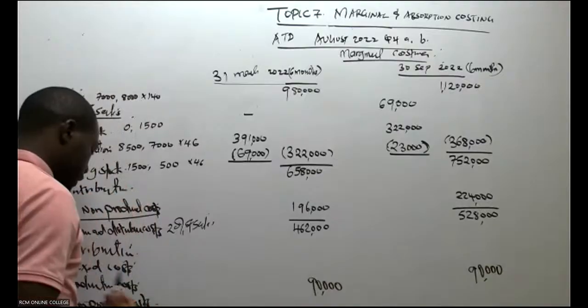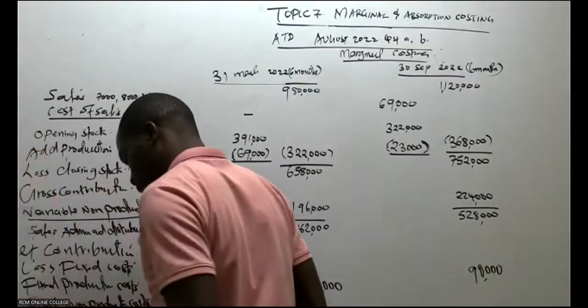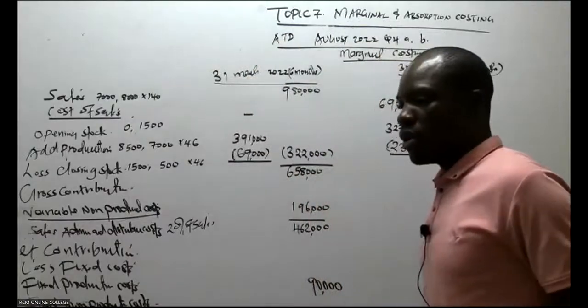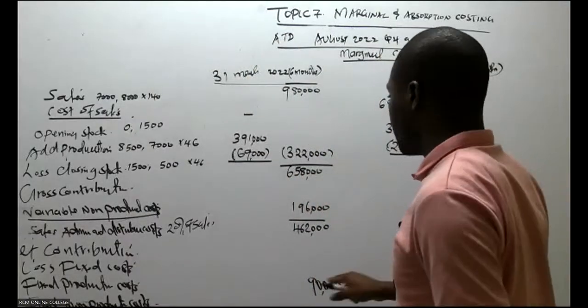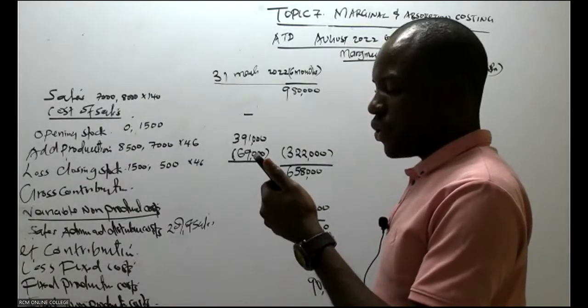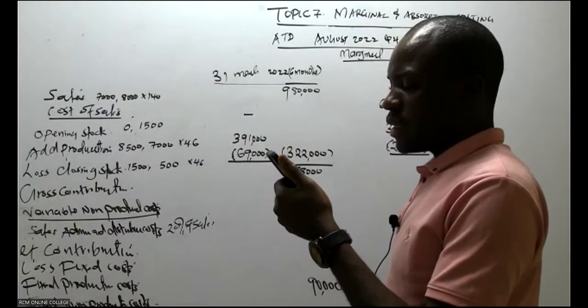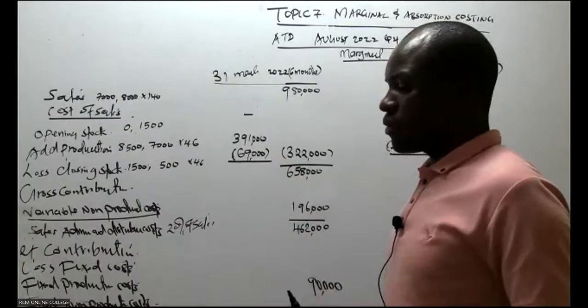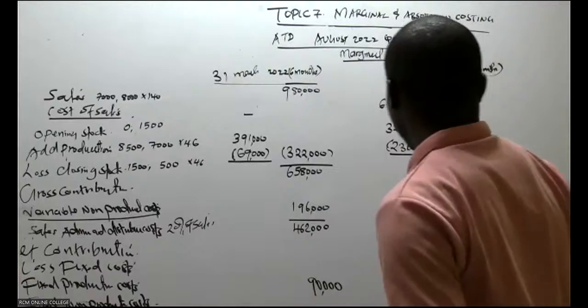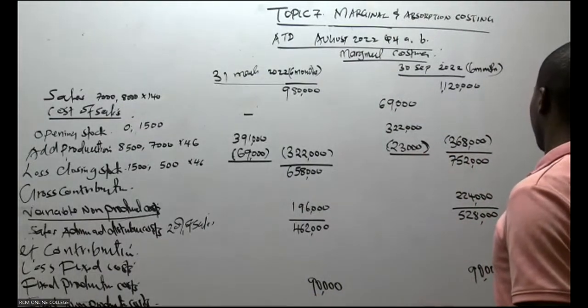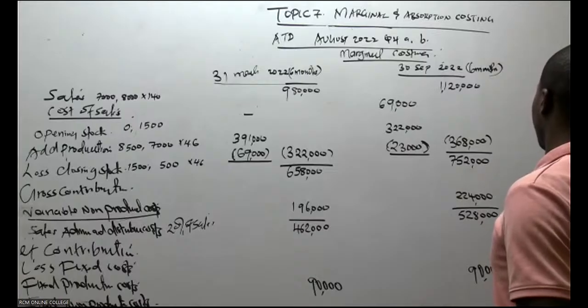How about the fixed production cost? The fixed production cost, we were told that it is 20 shillings per unit. But the estimated units of output is 16,000 units. So 16,000 by 20 is supposed to give us 320,000.